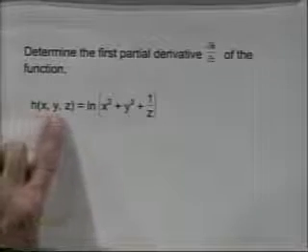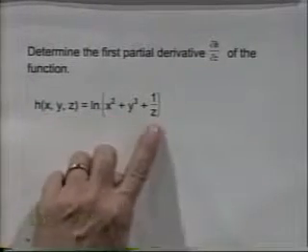Okay, let's look at another one. Here's a function that's a function of 3 variables. H is a function of x, y, and z.